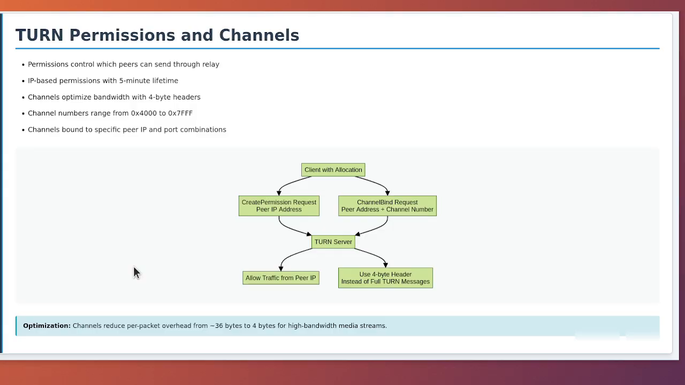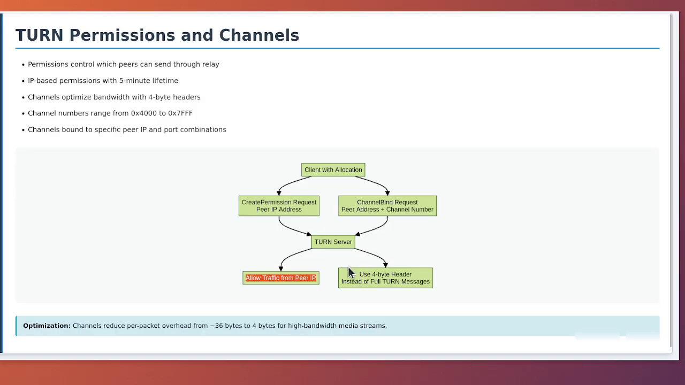Permissions in TURN are based on IP addresses, not port numbers. When a client wants to receive data from a specific peer through the TURN relay, it must first install a permission for that peer's IP address. This is done by sending a create permission request to the TURN server, including the peer's IP address in the XOR peer address attribute. The TURN server creates a permission entry that allows data from that IP address to be relayed to the client. Note that the permission is IP-based, so data from any port on that IP address will be accepted once the permission is installed.